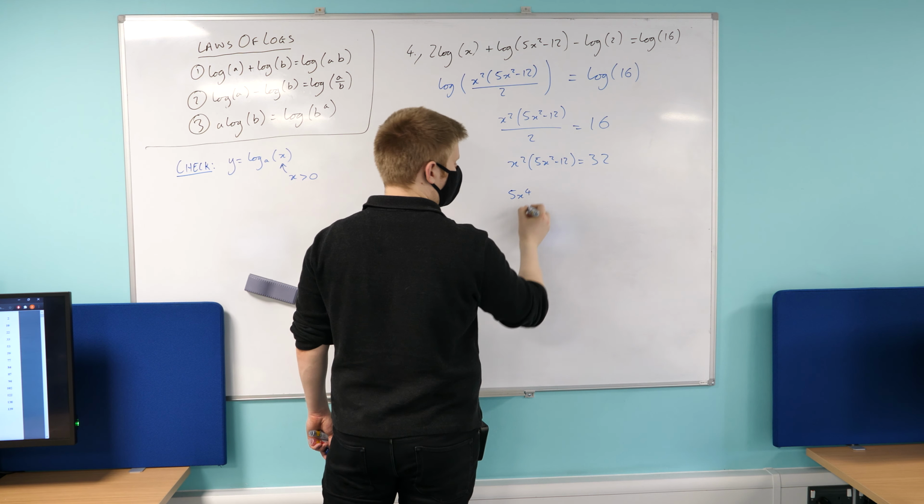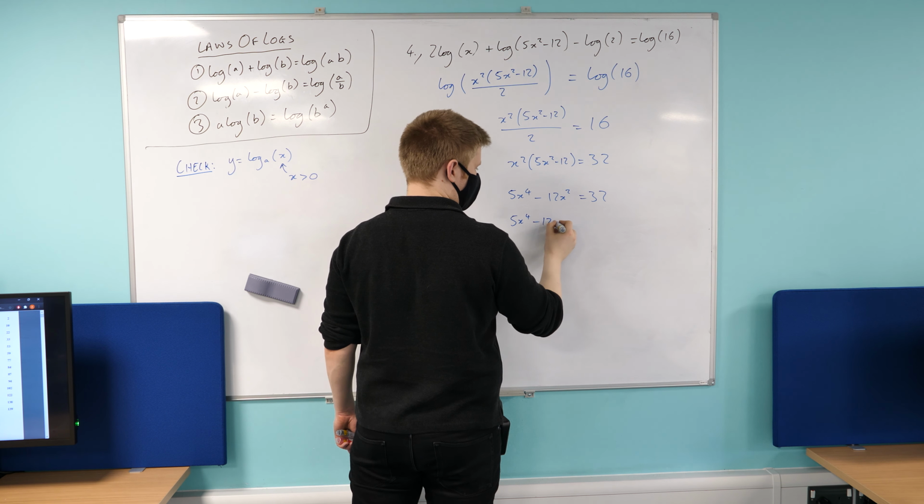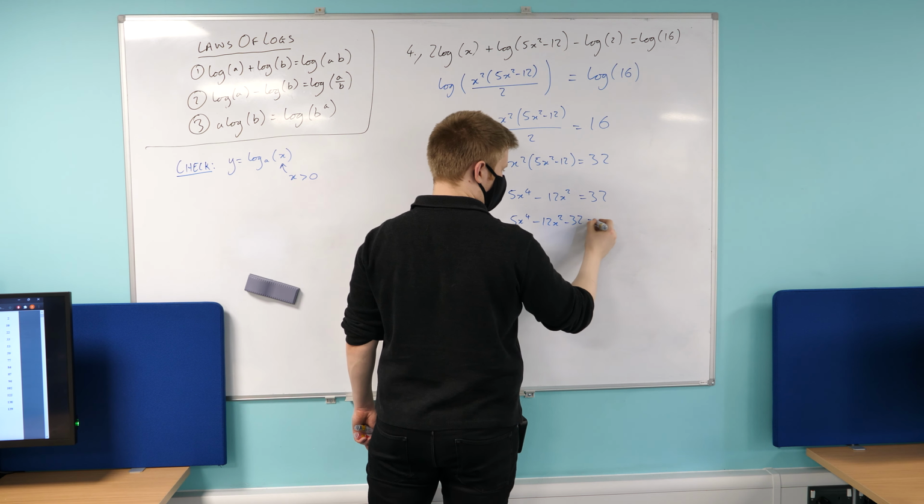Negative 12x squared equals 32. So in other words, you distribute the x squared over the bracket. Good. Then all equals 0. So you notice it looks a bit like a quadratic, so absolutely, make that equal to 0. Good, well done.